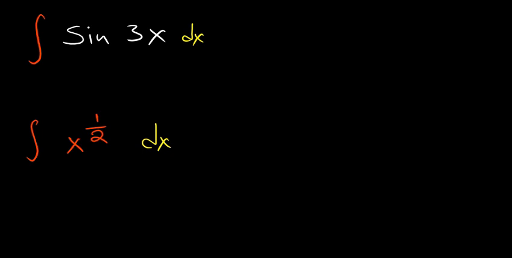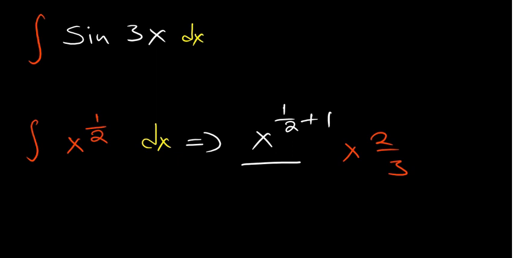So this is a case now where you have a power of half. If you add the 1, of course you expect you're going to get 3 over 2. So you understand dividing by 3 over 2 is as good as multiplying by 2 over 3. So you're going to have 2 over 3 x to the power 3 over 2, and then plus a constant c. So these are examples of indefinite integrals. Let's proceed and look at definite integrals.